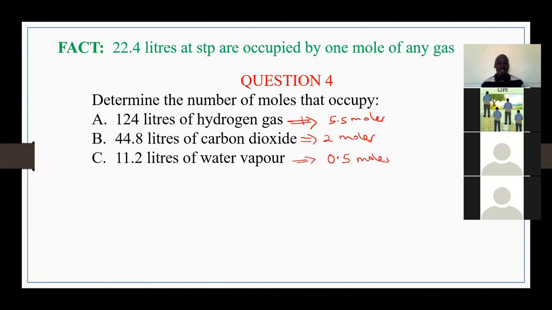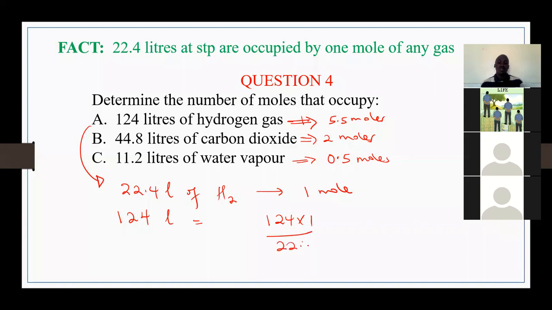But when you look at part A, let's do part A. So for part A, we know that 22.4 liters of hydrogen are equal to, or contain, 1 mole. Now, what about the 124? I'll not do 1 liter. This will be equal to 124 times 1 over 22.4. We shall get time and go through question 4, just that maybe we are short of time.